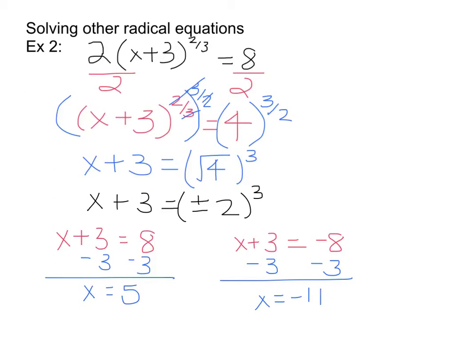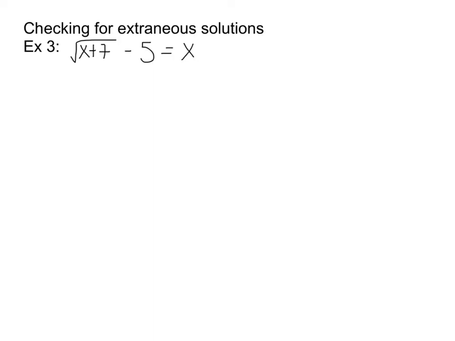And then again, you're going to want to plug those into the original equation to see if it checks, and both 5 and negative 11 do. Now we're going to look at an example when we have to check for extraneous solutions.